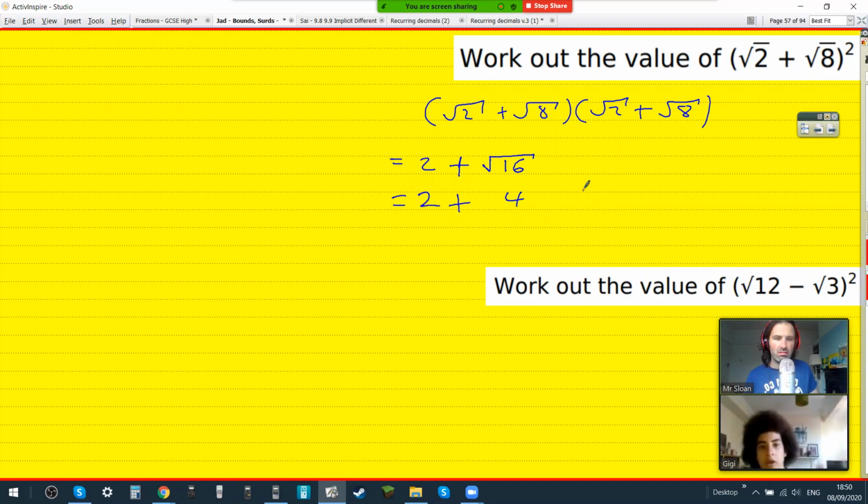Root 8 times root 8 would be 8. And root 8 times root 2 is root 16, which is 4. So it would be 18. Yeah, so that's 18. Well done. Great.